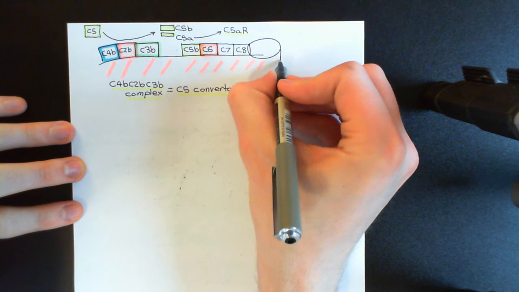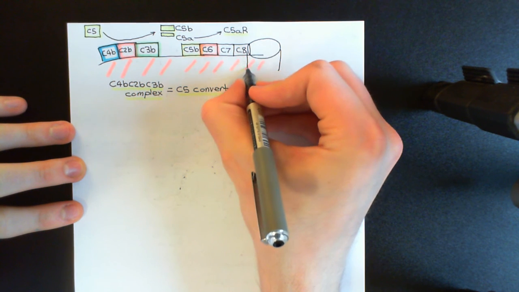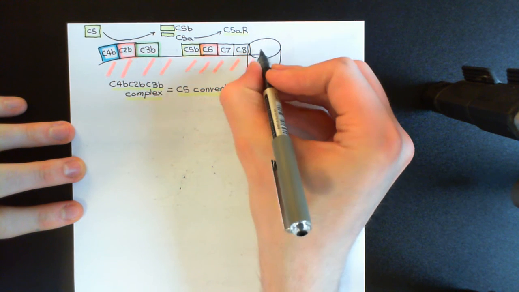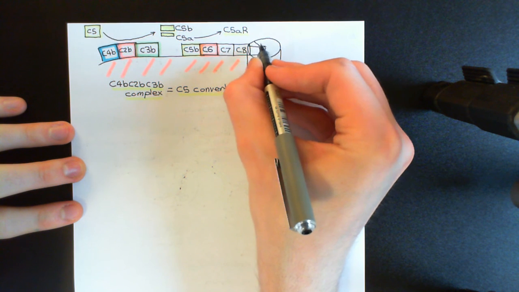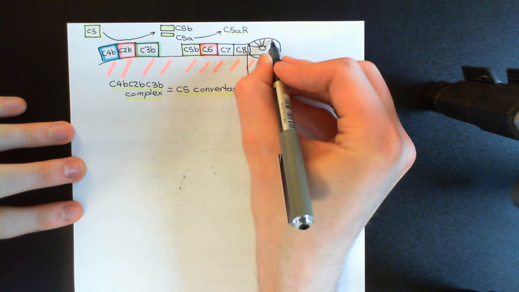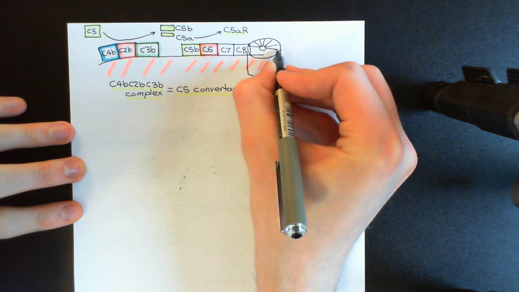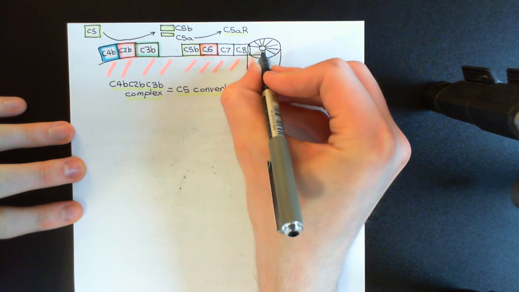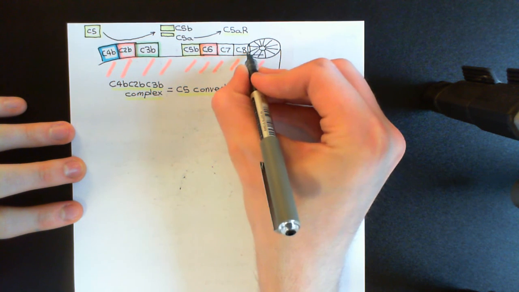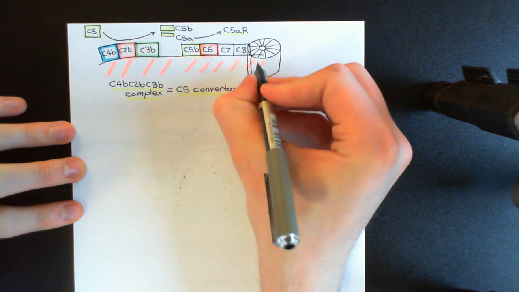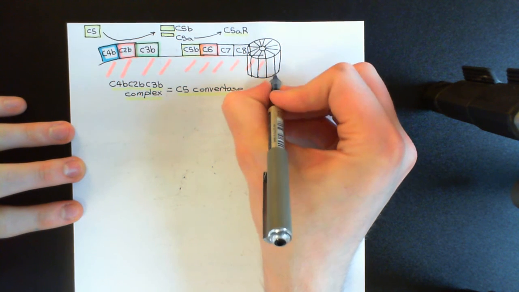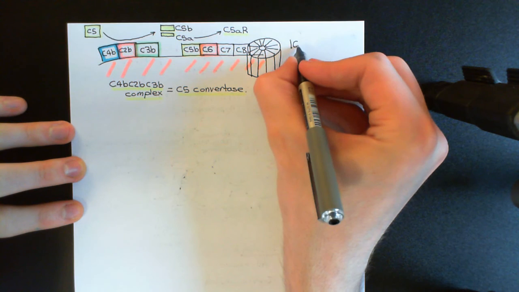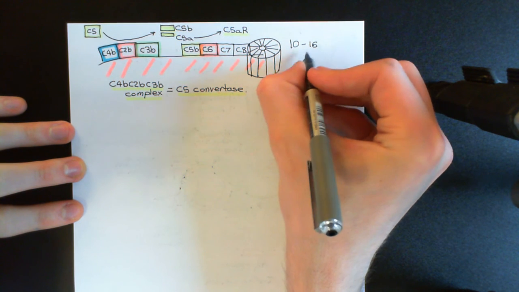So I'll just show this like so. And they're going to polymerize together to make effectively a pore through the membrane, like so. So these are all C9 proteins. 1, 2, 3, 4, 5, 6, 7, 8, 9, 10, 11, 12. That's a decent number to have there. It's generally between 10 to 16 that polymerize together to form a pore. So 10 to 16 C9.